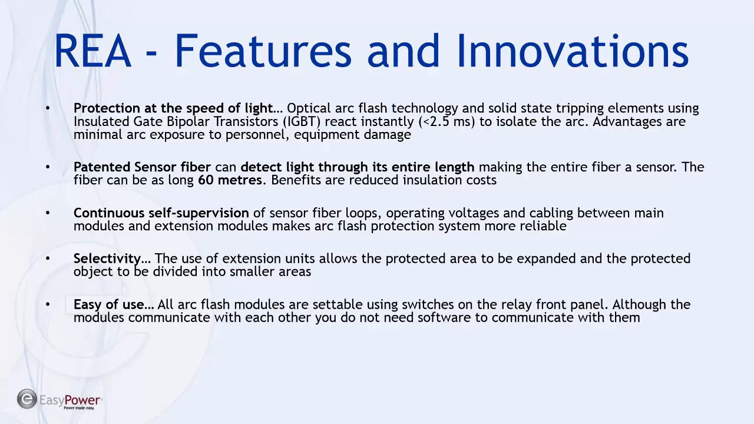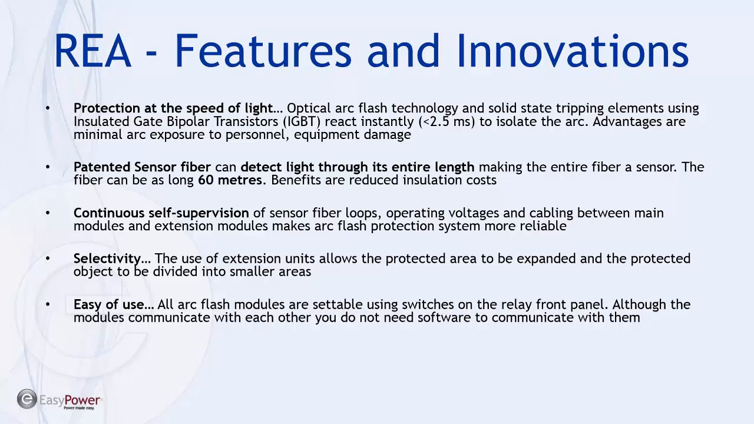The REA is very, very fast. It's very economical and extremely reliable and easy to use. It operates in just a fraction of a cycle, in all cases less than 2.5 milliseconds. It uses the optical arc flash technology and solid-state tripping outputs to isolate the arc very quickly.